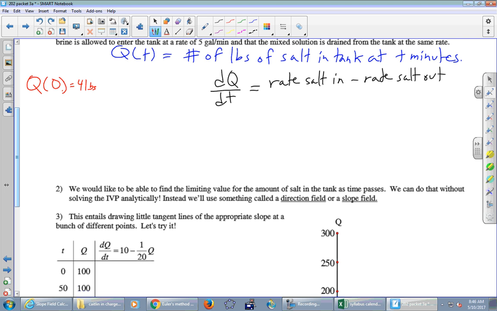Those are the two reasons the amount of salt in the tank changes. If more stuff comes in than goes out, then the water is getting saltier. If more salt goes out than comes in, then the water is getting less salty. Okay, let's start writing some expressions here.